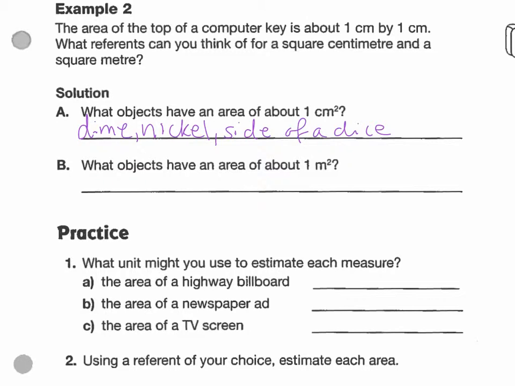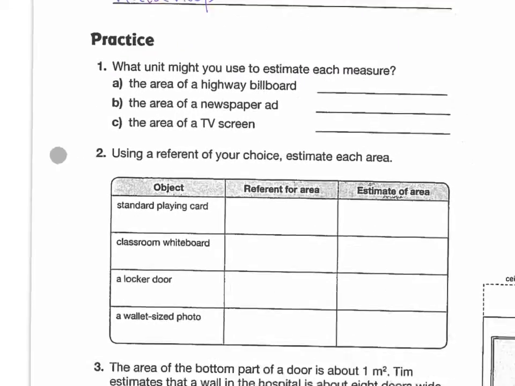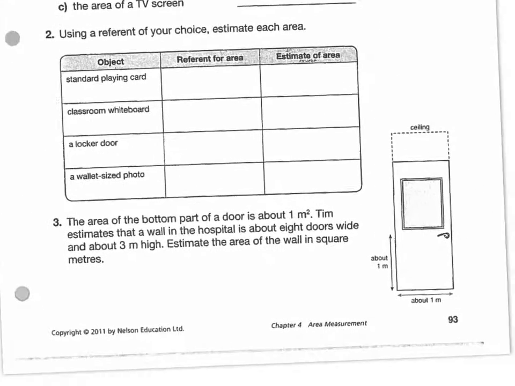And what objects have an area of about 1 meter squared? Well, again, a desk, a small table, things like that, a hula hoop. That'll be about 1 meter squared. So there are some practice questions here using reference, just estimating things, okay?